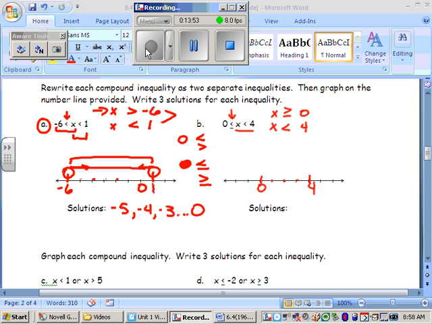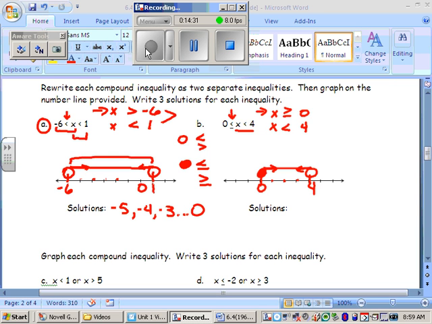Now, which of the two, 0 or 4, is included as a solution? Hopefully you chose 0. So 0 would get the closed circle because 0 is one of the solutions. 4 is not because its inequality symbol does not have a line under it. Then if you look at the inequality symbol of the first, it says that x can be greater than or equal to 0. The second says x can be less than 4. So again, because the arrows are pointing in the same direction, just connect them to make one line.